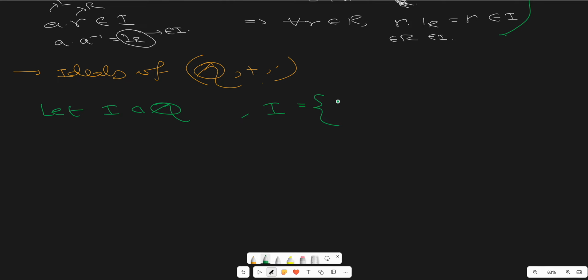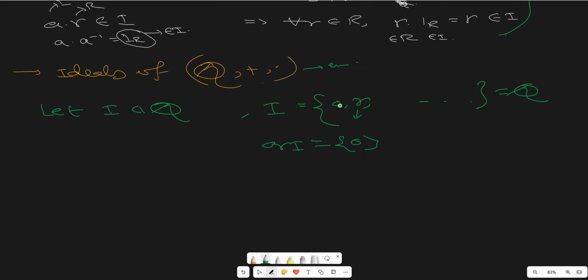Suppose I is 0. Suppose you want to include one extra element here. Suppose R is an element you just want to include here. In Q, every non-zero element is a unit. So R will also be a unit. So if I contains a unit, that implies that this will be the entire Q. I cannot contain more than one element without being the entire Q.